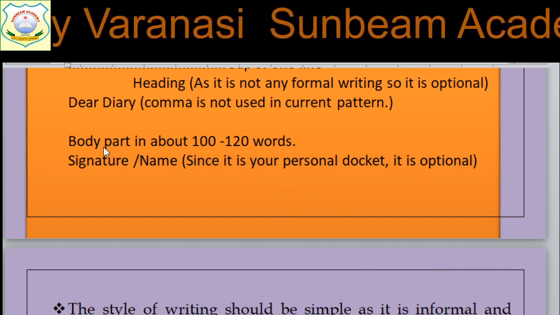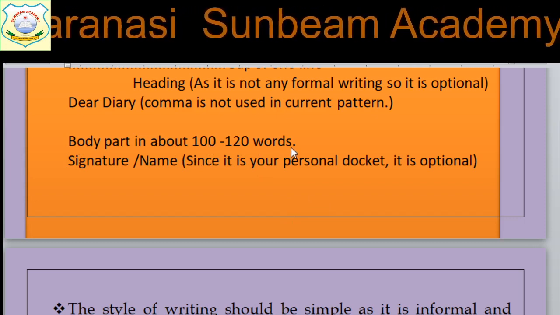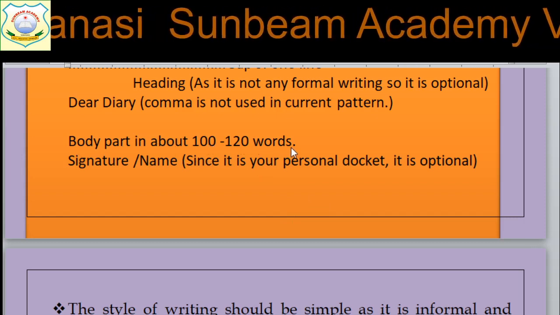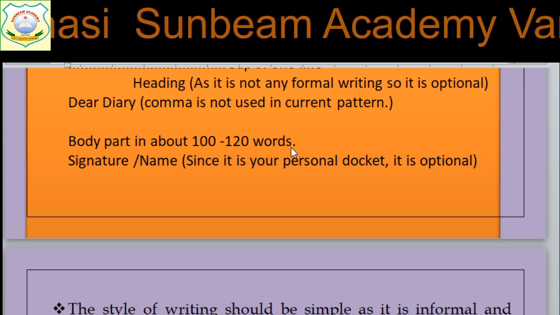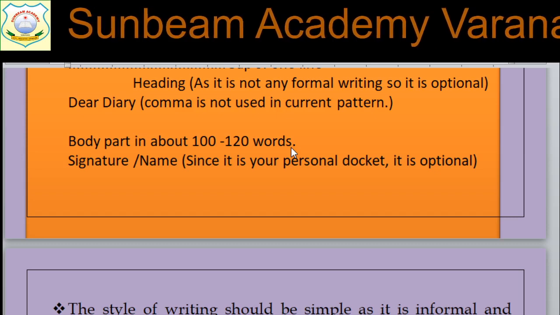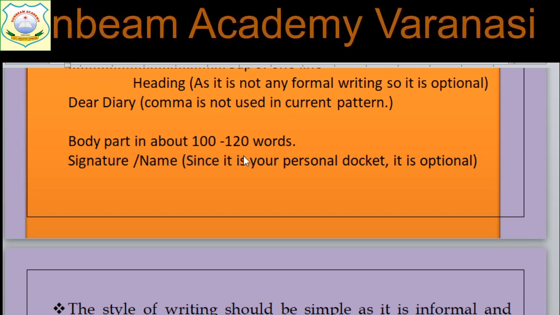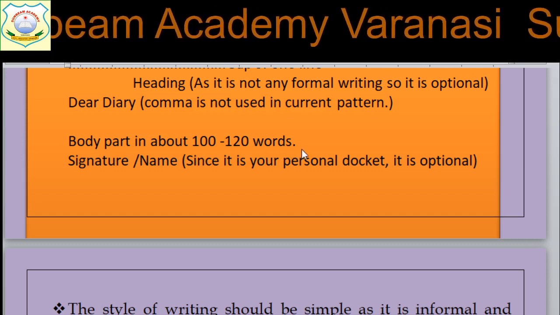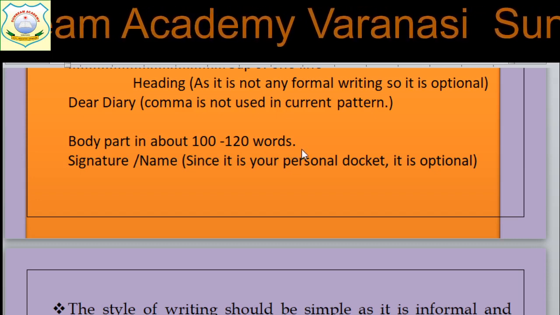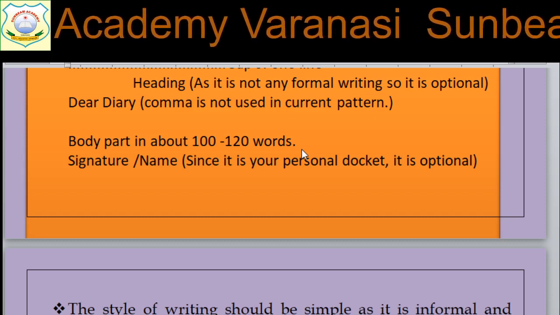Can you see this here? Body part in about 100 to 120 words. Earlier it was 150 words. Now since the syllabus is updated, the word limit is also changed. So there can be 100 to 120 words. Okay, so how will you count it? You can count words in one line and then count the total number of lines.